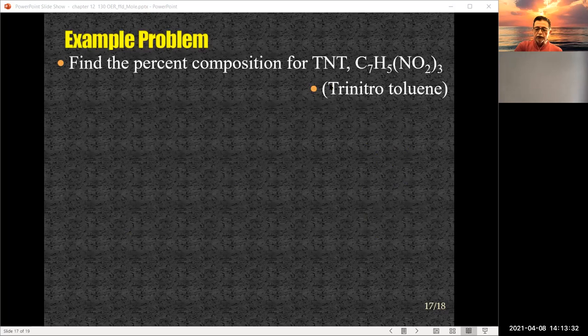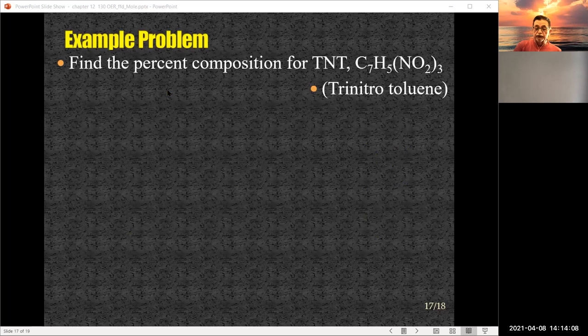So let's do this one last slide and we'll be done. Here we have: find the percent composition for TNT. You might know what TNT is, AKA dynamite, but its true name is trinitrotoluene, hence TNT. Its formula is given up in the top right corner. There are 7 carbons, 5 hydrogens, and 3 NO2 groups. So that ends up with 3 nitrogens and 6 oxygens.